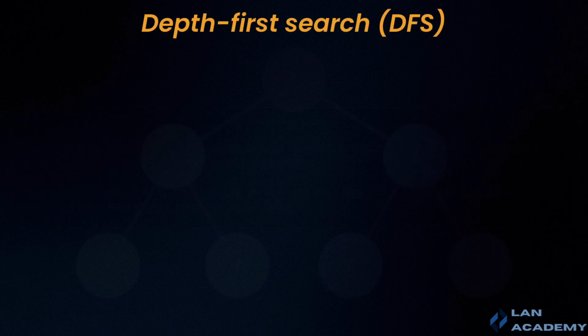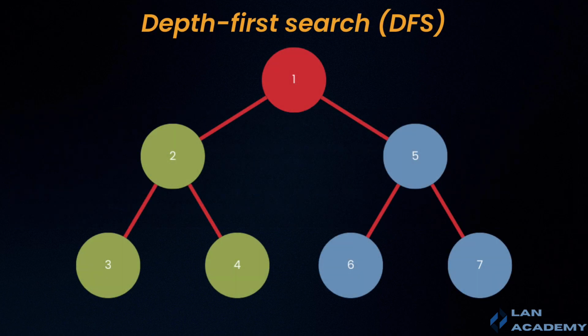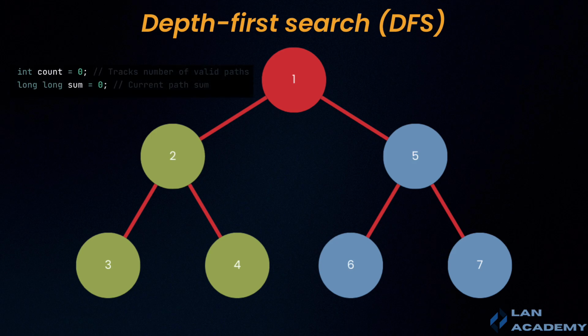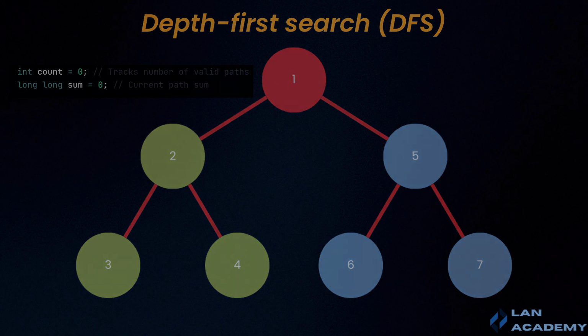DFS is the method used to explore tree structures recursively. As we traverse the tree, we keep a running total of the node values to check against the target sum. This allows us to explore all possible paths and ensure that we correctly identify paths that meet the target condition.